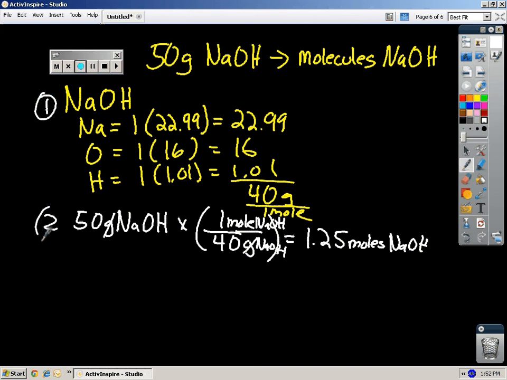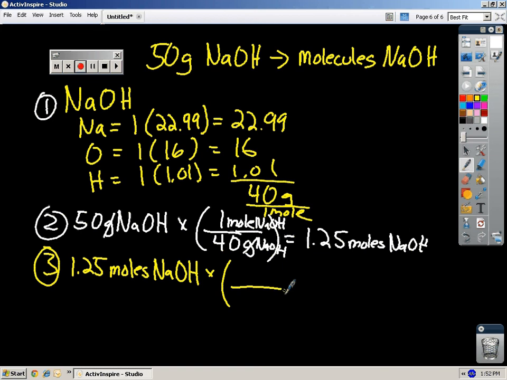Step 2 here, we go to step 3. In step 3, we want to convert those moles to what we're actually looking for, which is molecules of NaOH. So I take 1.25 moles of NaOH. Now I have moles on top of here. What needs to go on down here to cancel out these moles? 1 mole. Or moles in general. 1 mole equals how many molecules? 6.02 times 10 to the 23rd. Perfect. 6.02 times 10 to the 23rd.